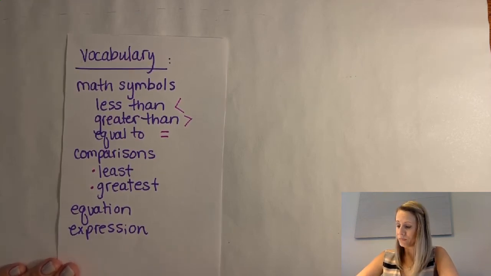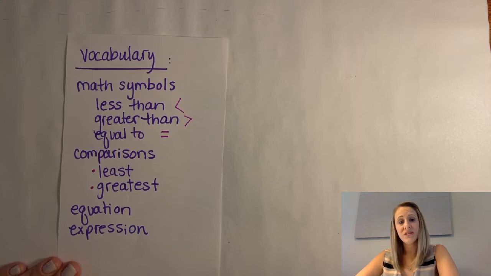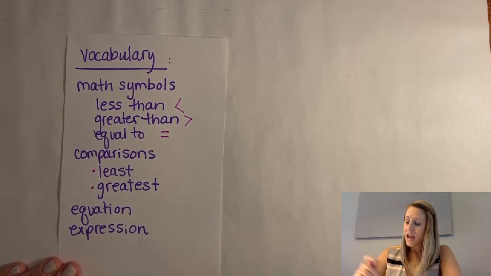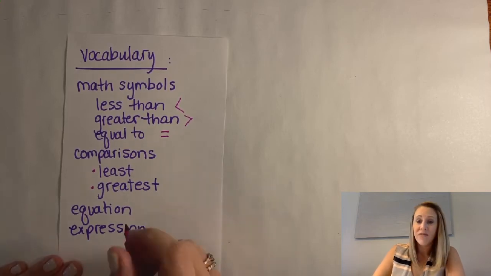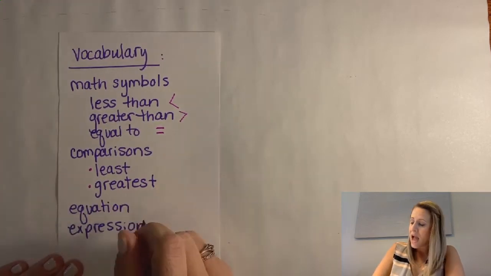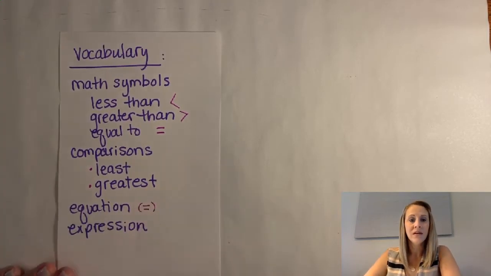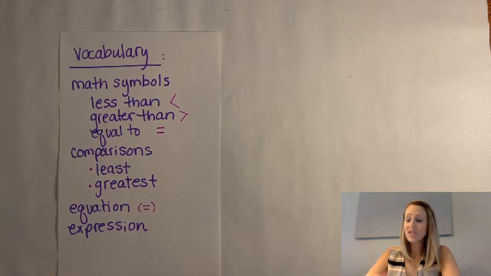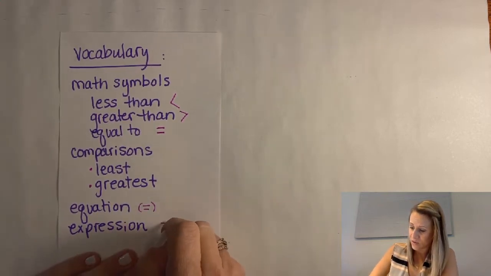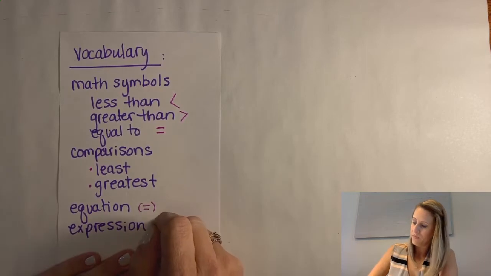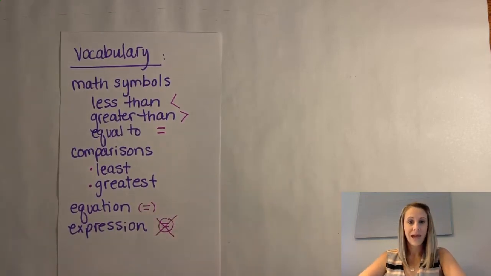that were modeled. We also want to know the difference between an expression and an equation. An equation is made up of numbers and math symbols and contains an equal sign. An expression is made up of numbers and symbols and does not contain an equal sign. Okay, so these are our vocabulary words that we will be using for today's lesson.